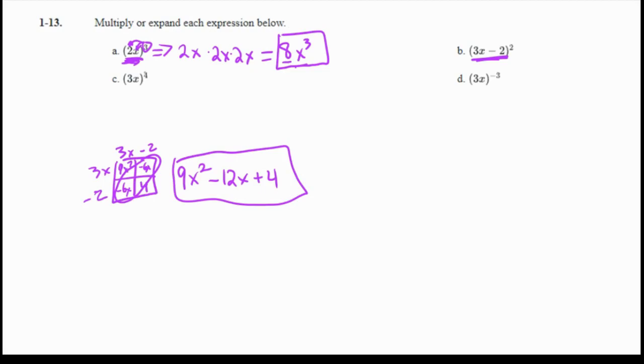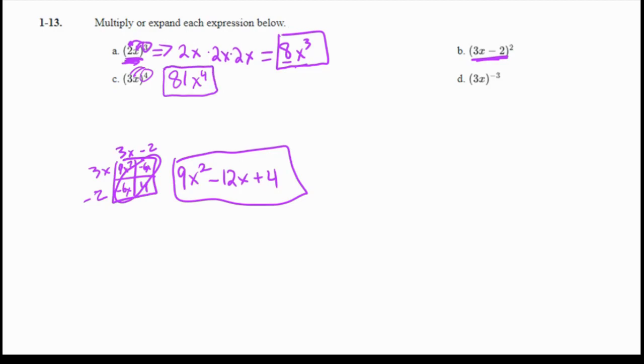Then for c, I can go back to my distribute rule. So 3 to the power of 4. 3 times 3 is 9. 9 times 3 is 27. 27 times 3 is 81. And then x to the power of 4. So again, the rules there make it a little bit easier.